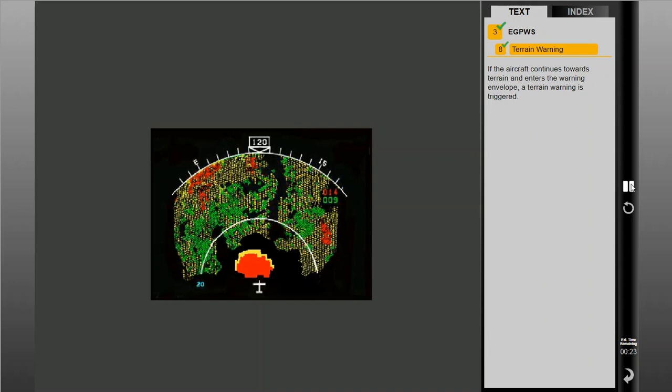If the aircraft continues towards terrain and enters the warning envelope, a terrain warning is triggered. Indications for a warning are the same as for a caution, except terrain on the ND changes to solid red, and the ARL warning changes to "Terrain ahead. Pull up."